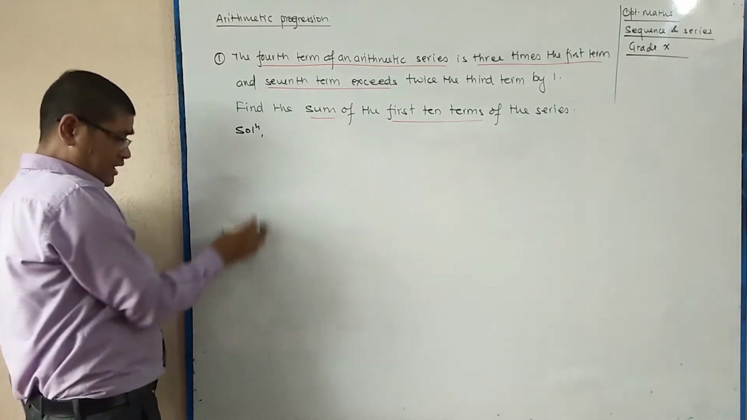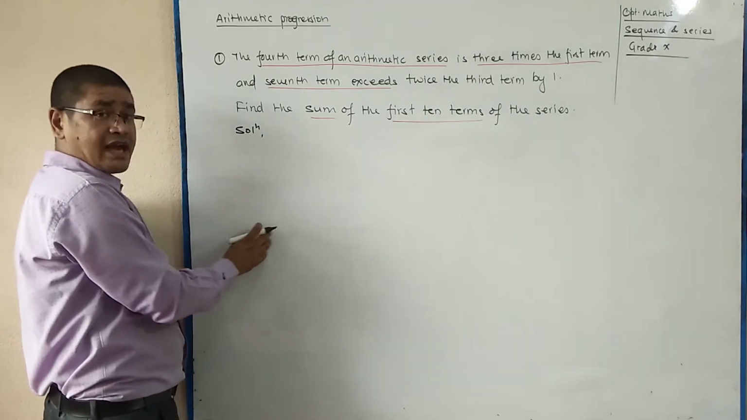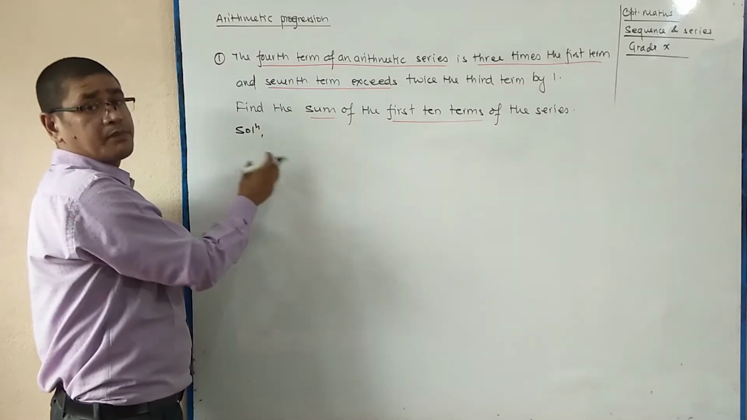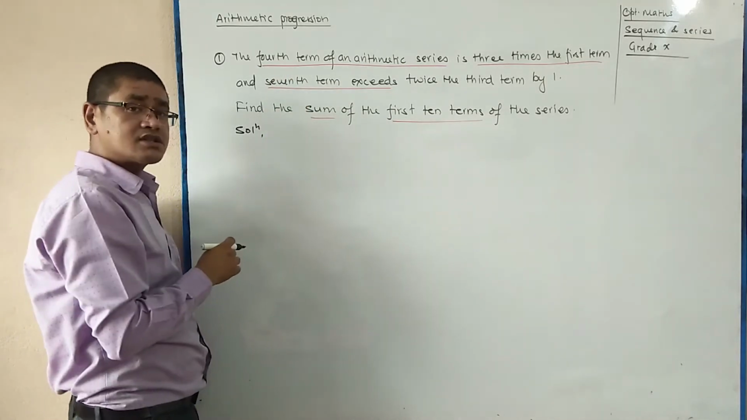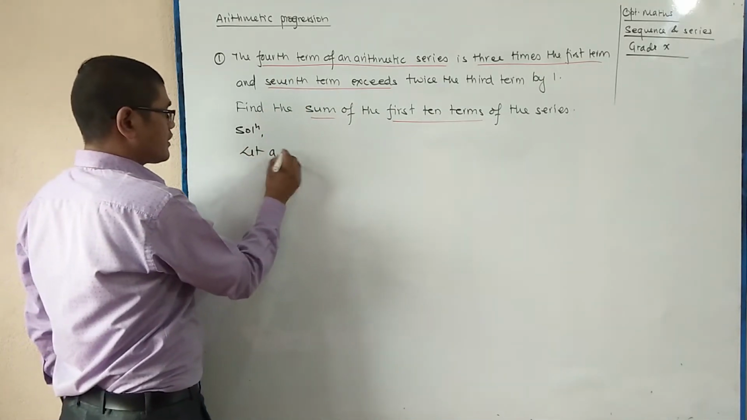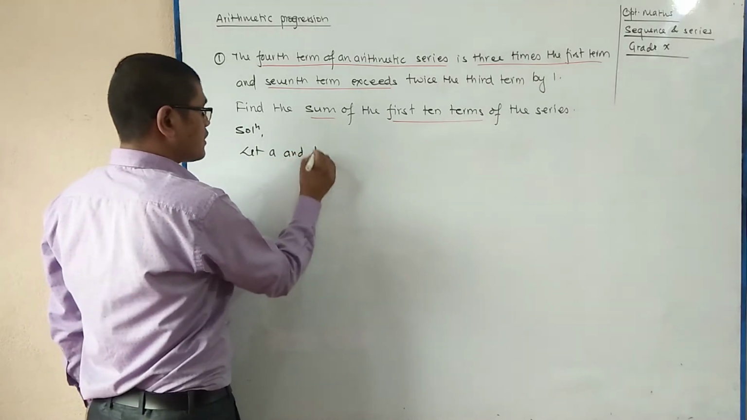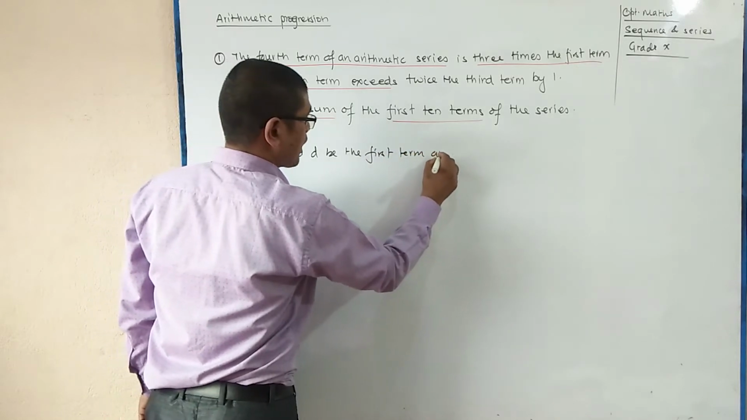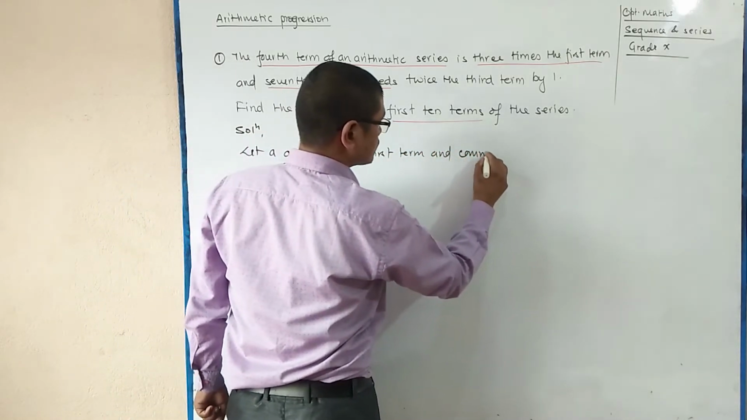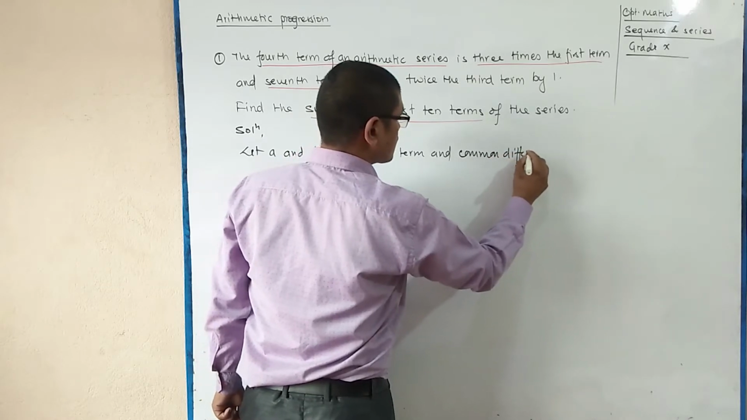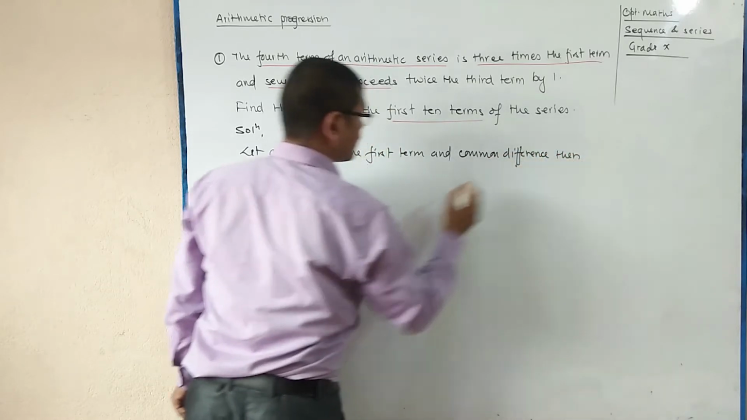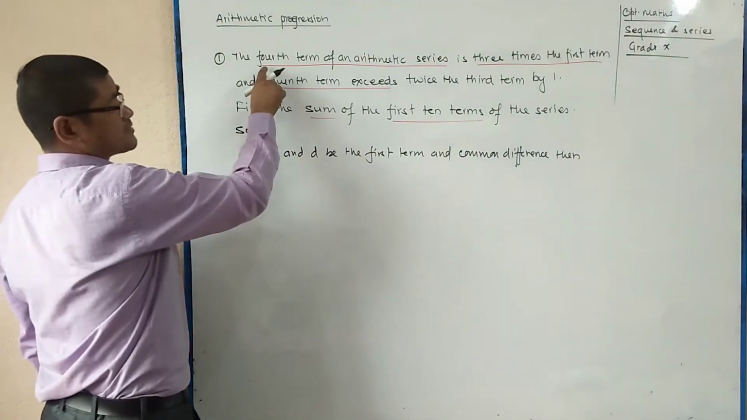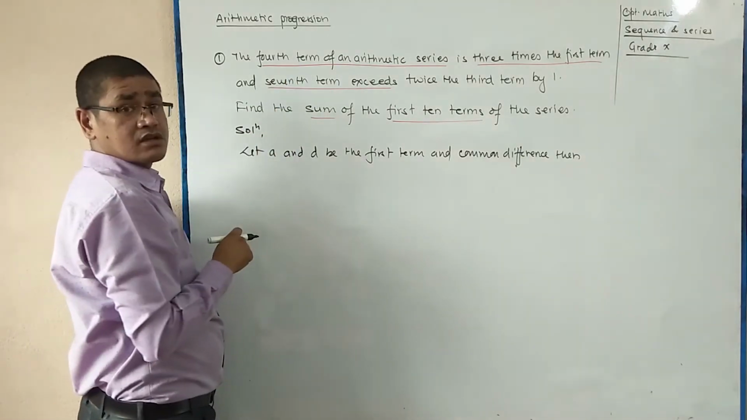See, in our previous questions we supposed A and D as the first term and common difference in the middle, but here we have to suppose it in the beginning. See, because we need to make the two conditions. Okay, let A and D be the first term and common difference respectively.